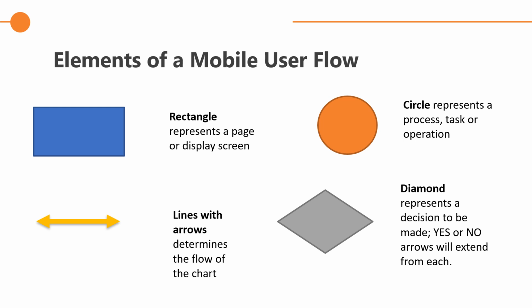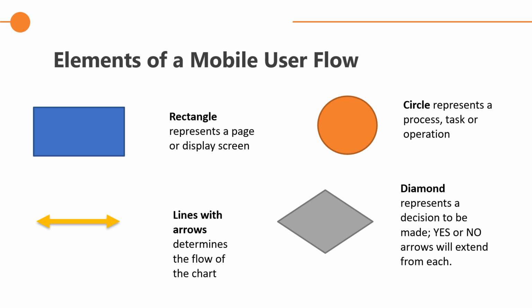So these are the elements that we would be using if we were to do a user flow for our mobile app. We'd use a rectangle, which would represent a page or a display screen within our mobile app. We would use lines with arrows that tie everything together and determine the flow through whatever the user flow is. And then circles depict different actions. They represent a process, a task, or an operation. And these are usually verbs.